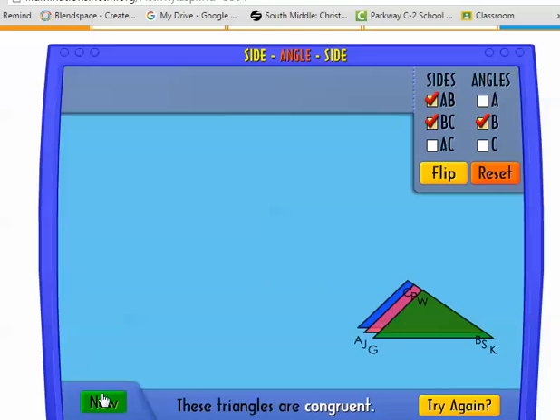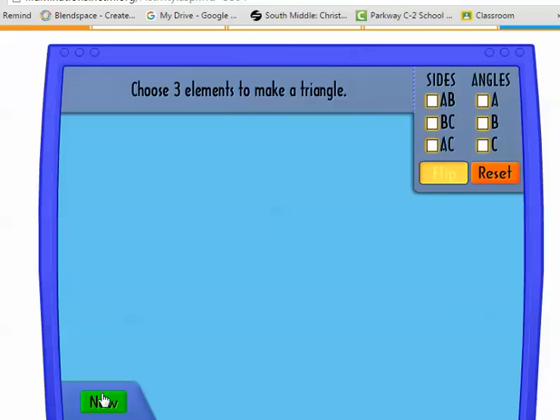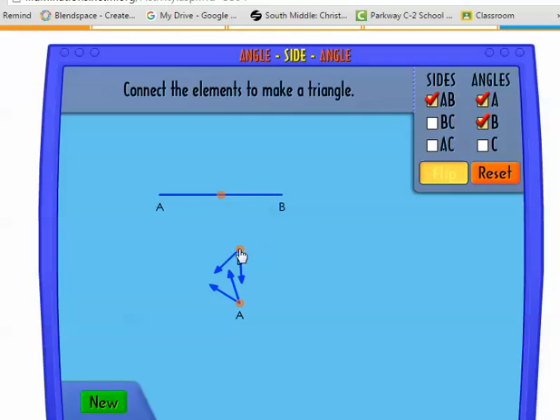The third combination in your notes is angle, side, angle. Now the side that we're talking about is in between the angles. So if we choose angles A and B, we have to choose segment AB. It's the side in between. So we'll do what we've been doing, and we'll construct the triangle with this combination.